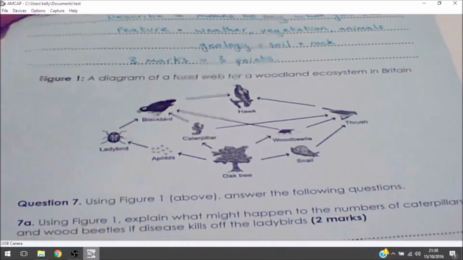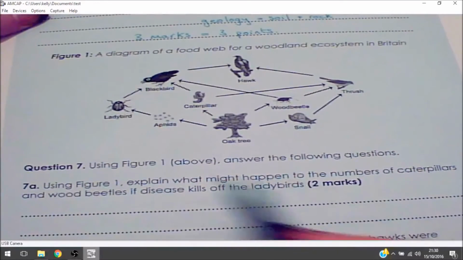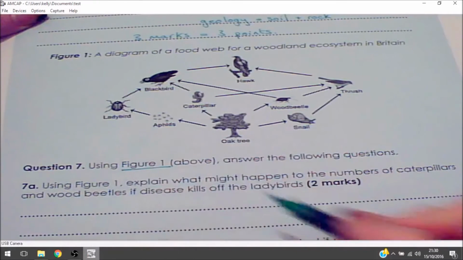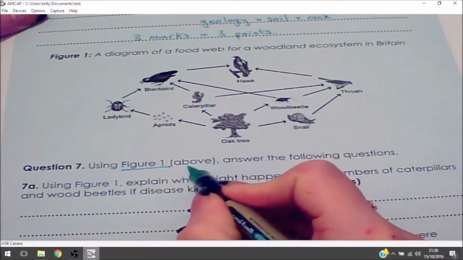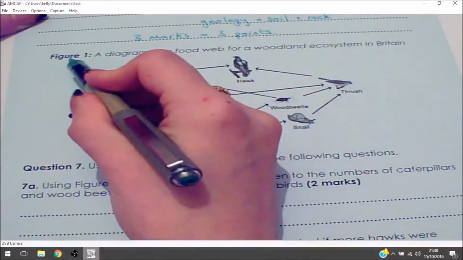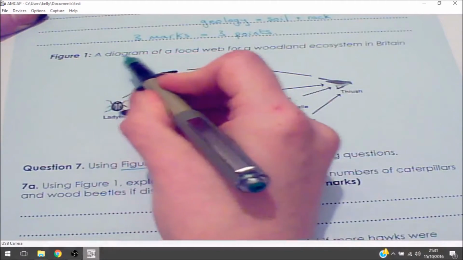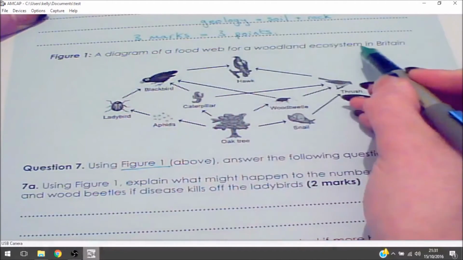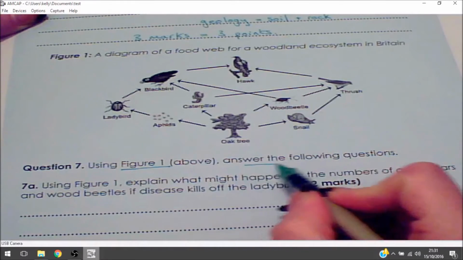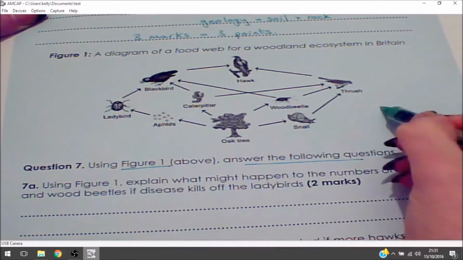Now question 7, if I just move this up slightly so you can see it, question 7 says using figure 1. So first thing you have to do is look at figure 1. Now figure 1 is above us, as it clearly says up here. Figure 1 is a diagram of a food web for a woodland ecosystem. So it doesn't matter if you've not looked at a woodland ecosystem in class. What matters is you applying your knowledge to the question. So it's asking you to answer the following questions using figure 1.